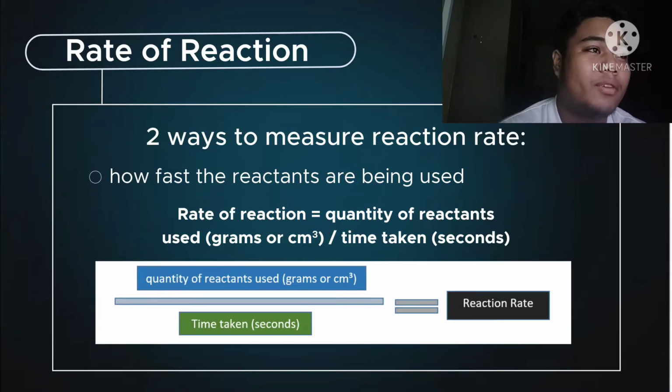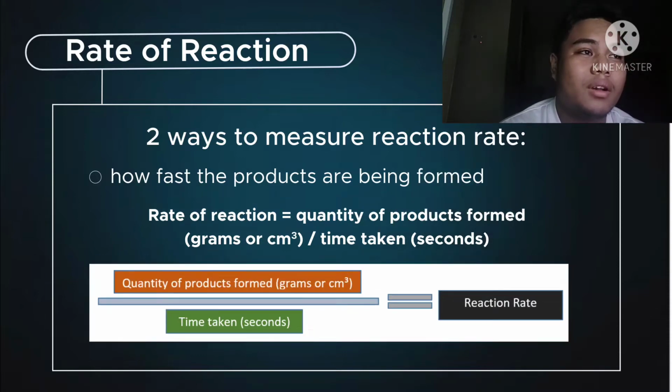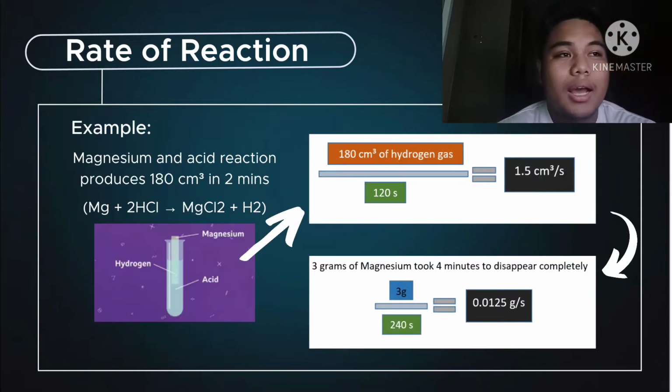The first one is how fast the reactants are being used, by dividing the quantity of the reactants used over the time it took for that change to occur. The second one is how fast the products are formed. Reaction rate is equal to the quantity of products formed over the time it took. An example is when magnesium and an acid react and produce 180 cubic centimeters of hydrogen gas in 2 minutes.